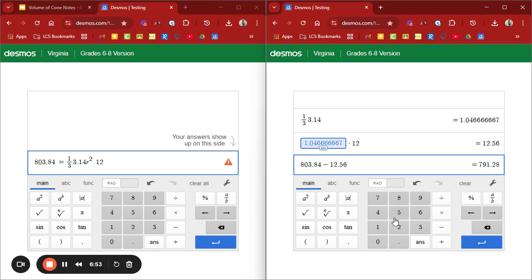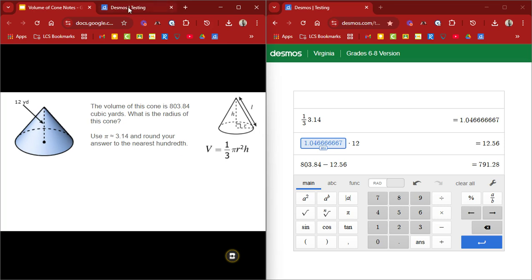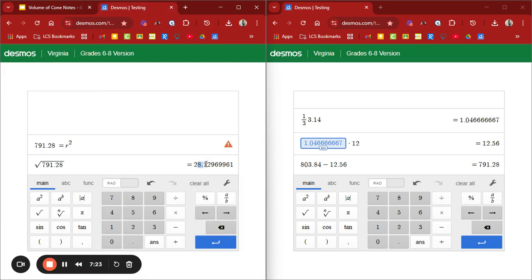So now I'm going to take that answer, and what I'll end up with is this number right here. And on this side, I should be left with r squared. So how do I find what the radius is? I would take this answer and find the square root of it. So I'm going to drop it down here, 791.28. So my radius on this specific question should be 28.1.